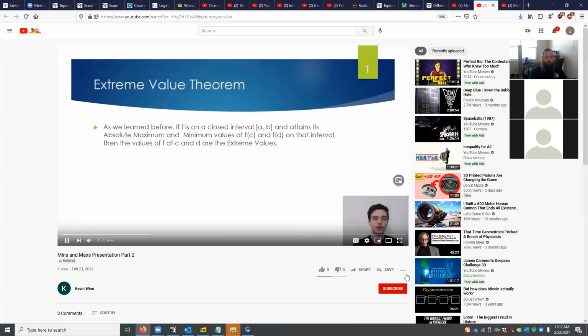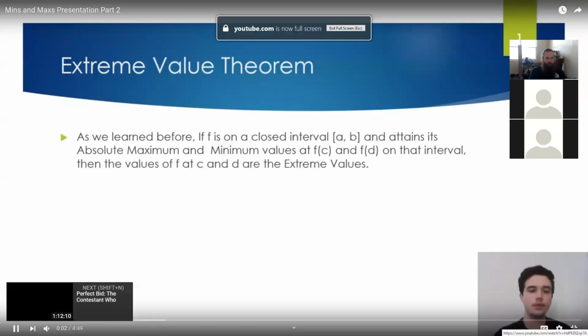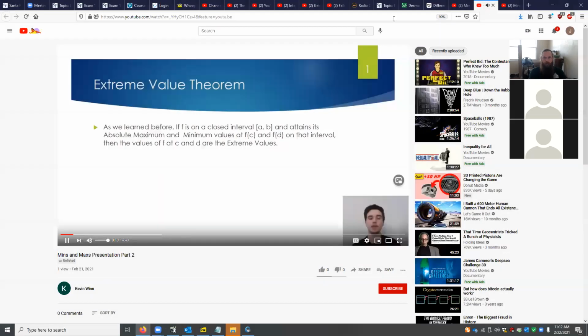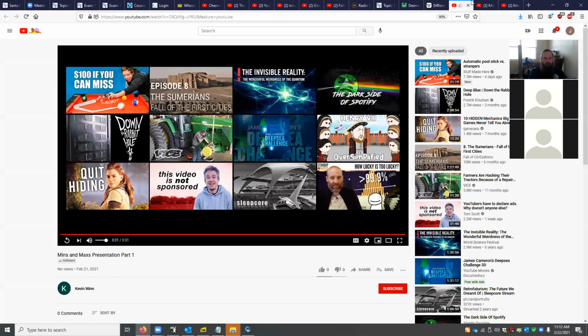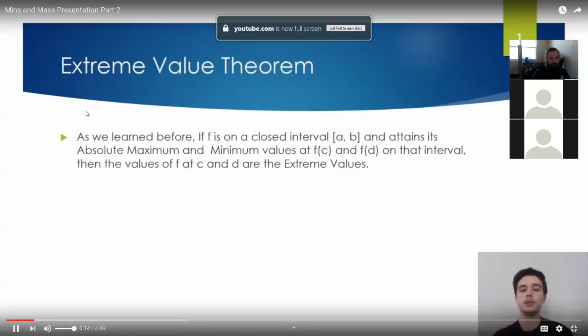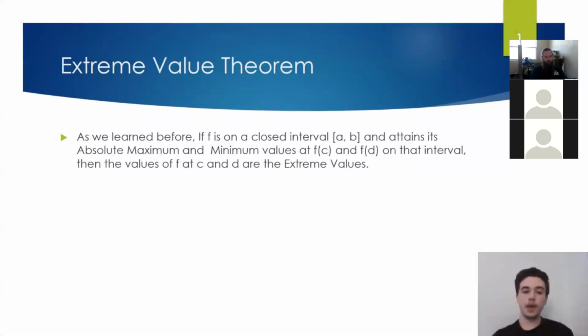All right, let's come back here. Here we have the extreme value theorem, which, as we learned before, says if f is continuous on a closed interval a, b and attains its absolute maximum and minimum values at f of c and f of d on that interval, then the values of f at c and d are called extreme values. So what it's basically saying here is talking about the y values, or the highest and lowest values of f reached at the absolute minimums and maximums.